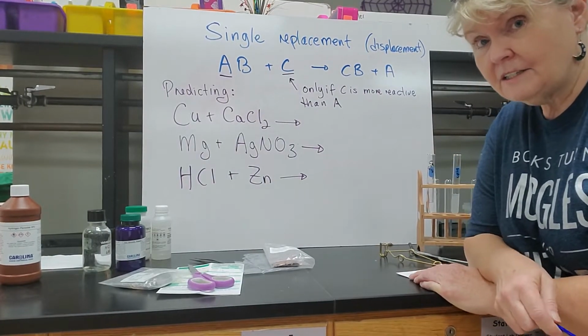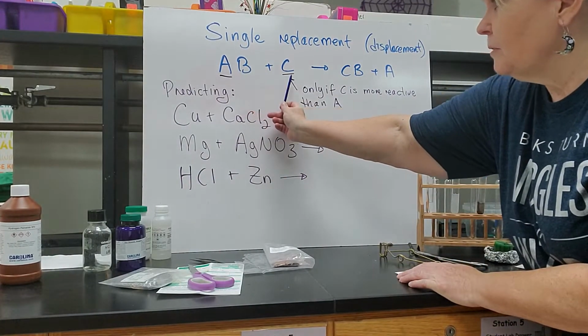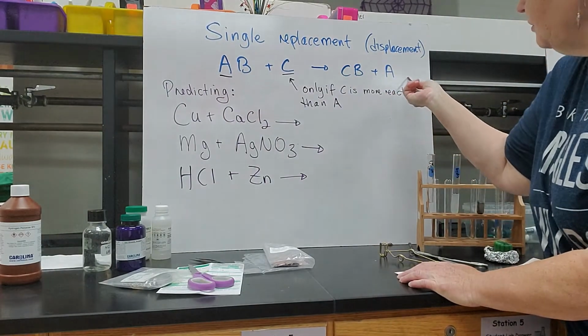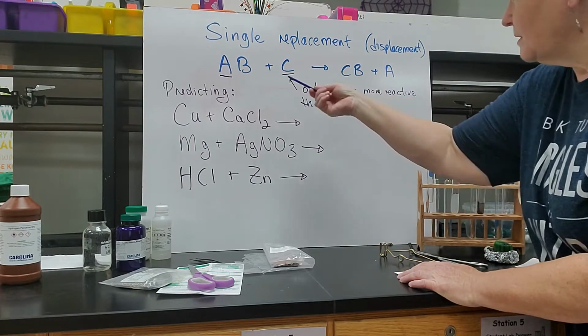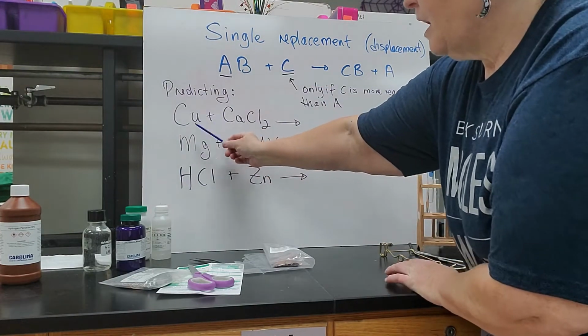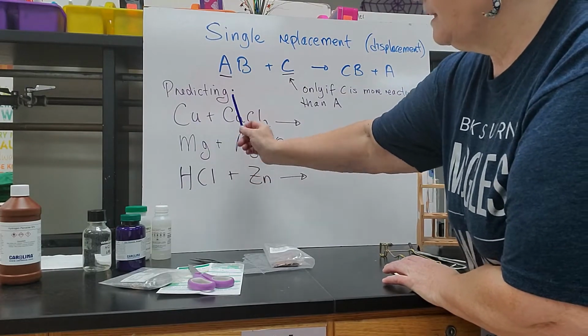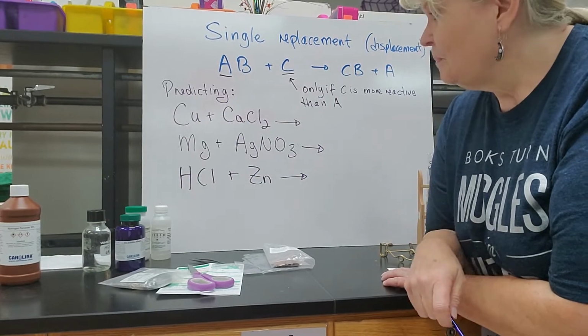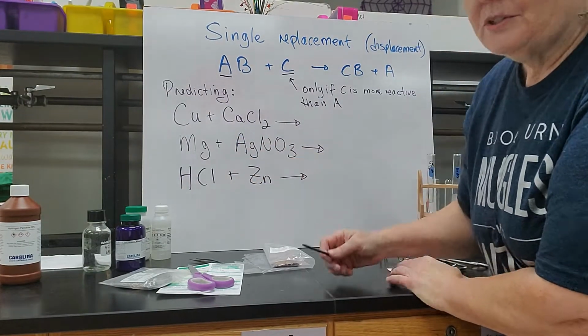How do you recognize it? You have a compound plus an element, and you get a compound plus an element on this side. You could have something else, but this is the basic structure. All right, so let's predict. I've got copper metal, and copper is trying to kick calcium out and take chlorine away and bond with it. So let's see which of these two is stronger.